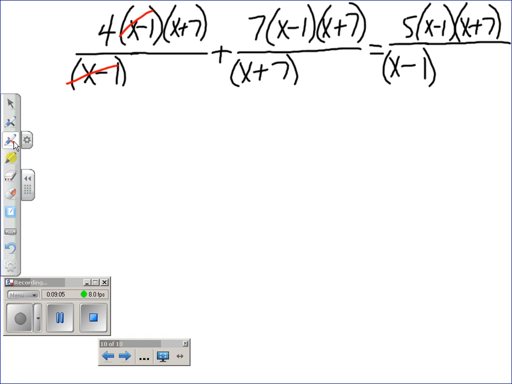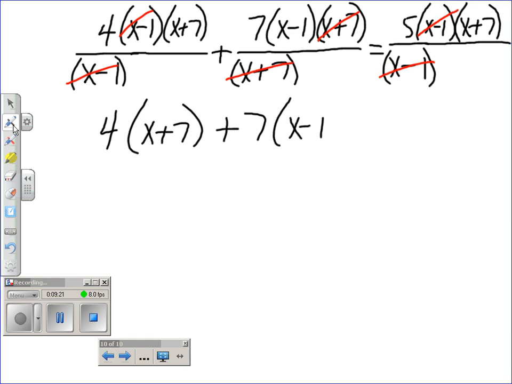Cancel, cancel. Cancel this x plus 7 and that x plus 7. Cancel this x minus 1 with that x minus 1. What do we have left? We have 4 times the group x plus 7. And we have 7 times the group x minus 1. And we have 5 times the group x plus 7. All right, that's what makes multiplying by that common denominator so cool. It changes these nasty fractions into just all whole numbers. And this we can deal with.